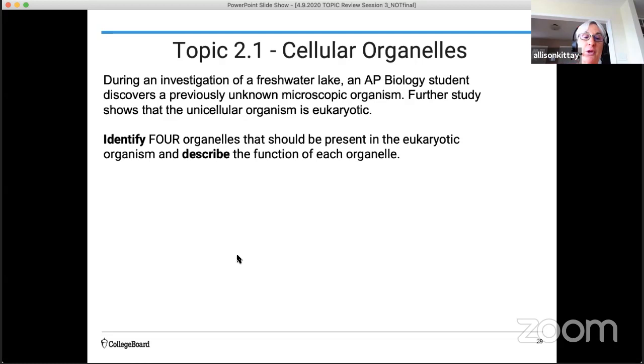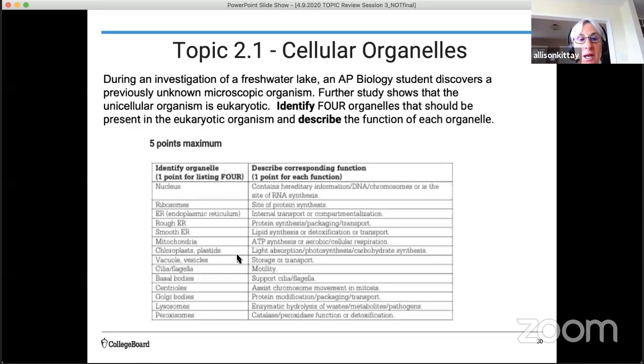So think about the 4 that you want to talk about. I've given you more than 4 in this lesson. Grab that pen and paper and write them down. And then let's see if we can match the function to each one. Okay, so I know this chart is a little light. And let me tell you how this was scored. So you got 1 point just for identifying and listing your 4 organelles.